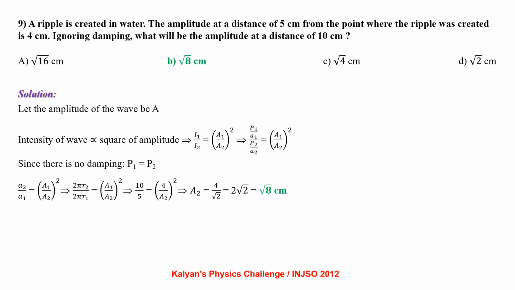A ripple is created in water. The amplitude at a distance of 5 cm from the point where the ripple was created is 4 cm. Ignoring damping, what will be the amplitude at a distance of 10 cm?